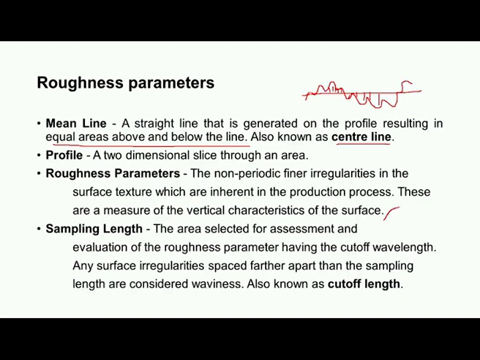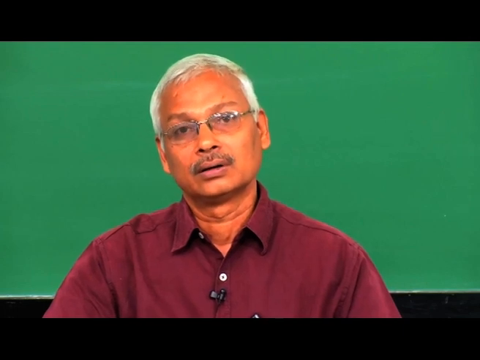Let us say we have some wavy profile like this. We take a small portion of this and then we enlarge it to get the roughness profile. This length that is selected is known as cutoff length. This cutoff length selection depends upon the machining process used, and depending upon the machining process, we select the sampling length.